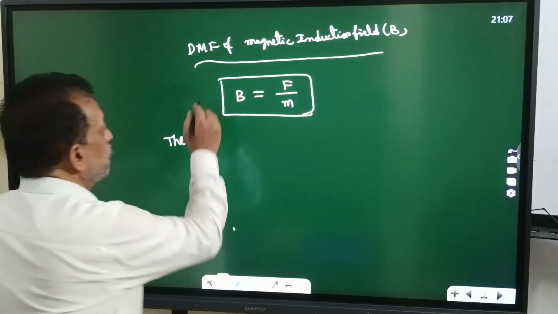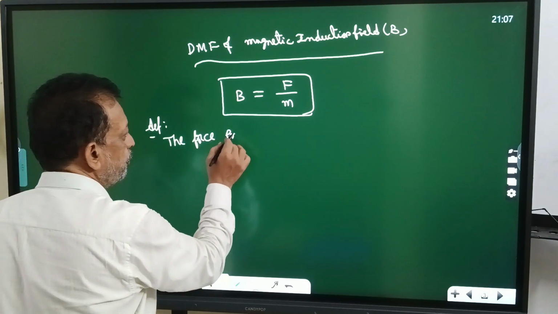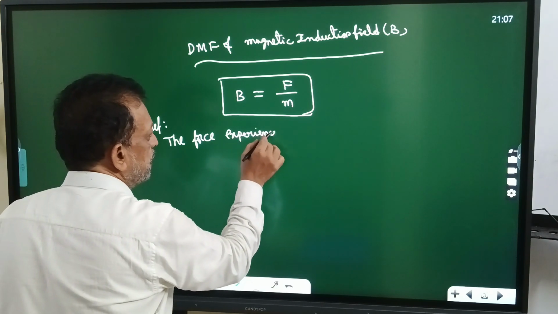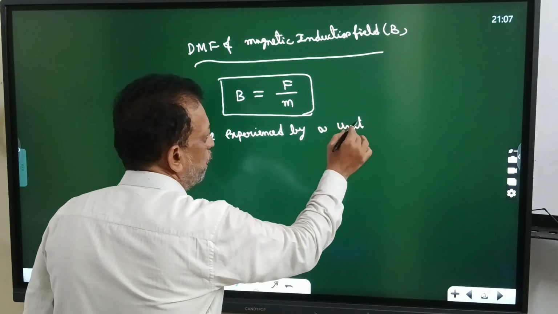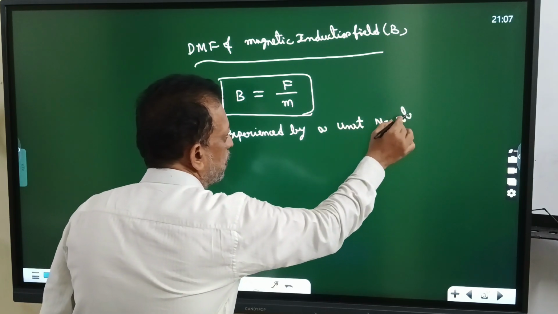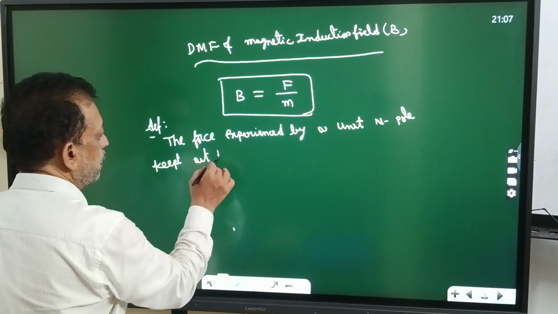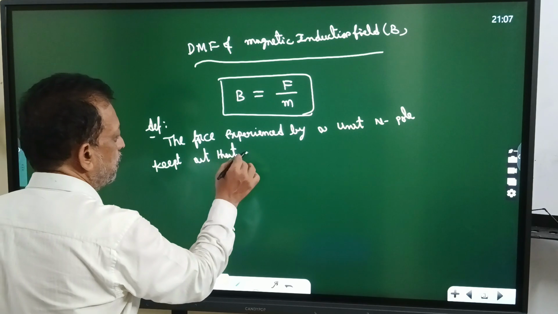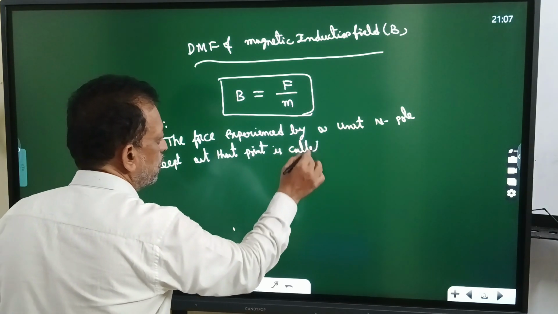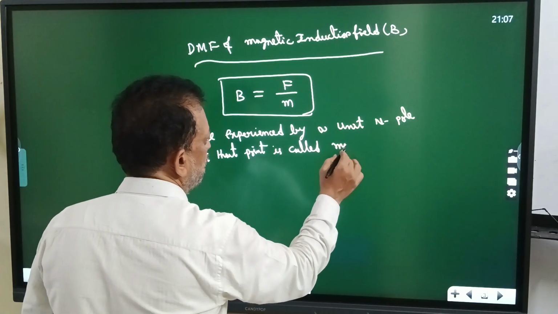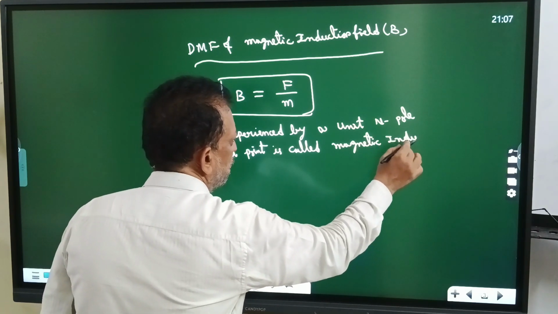So this is the definition: the force experienced by a unit north pole kept at that point is called magnetic induction field.